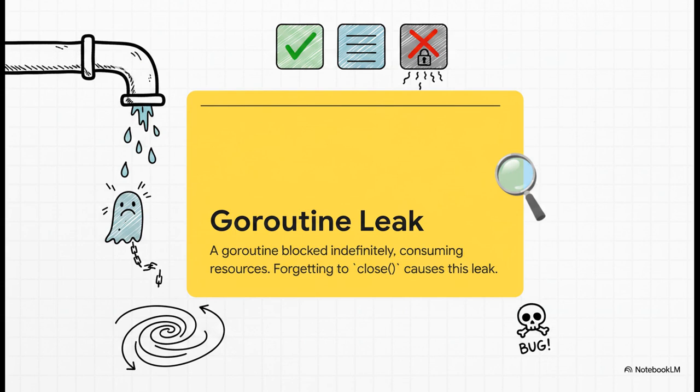The next Goroutine in the chain will be stuck in its for-range loop forever, just waiting for a value that is never going to arrive. It becomes a zombie, silently consuming memory and resources until your application eventually crashes. Honestly, this is one of the most common bugs for people new to Go concurrency, and it all comes down to just remembering to close that channel.